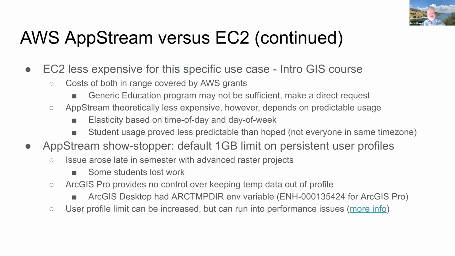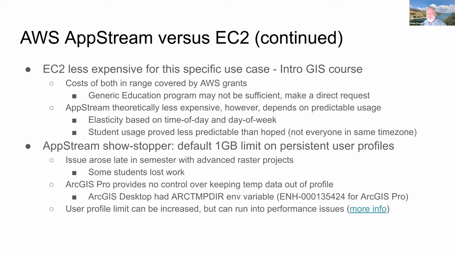Continuing here, EC2 we found to be less expensive for this specific use case of teaching an intro GIS course. Both, however, have costs that come within the range of what's covered by AWS Educate grants. Not necessarily the generic education program, but you can make a direct request to AWS for your class to get it covered. AppStream in theory is less expensive.